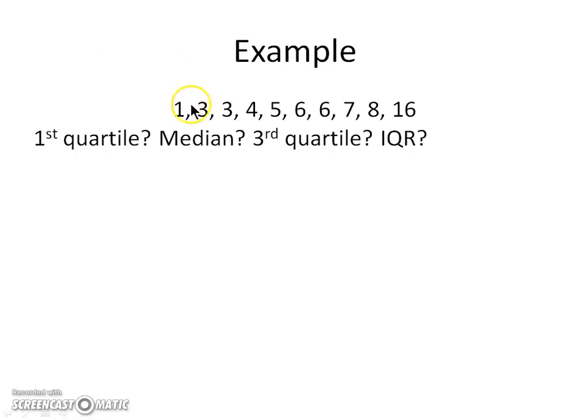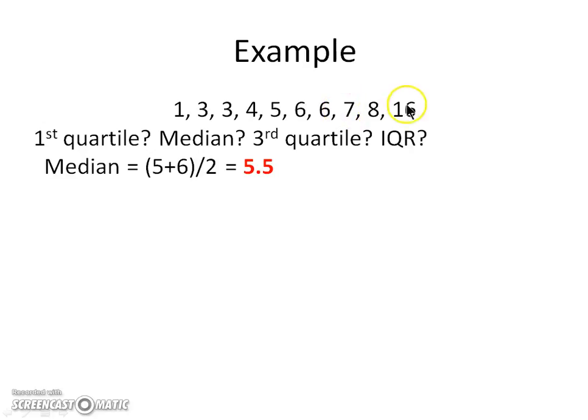So here I have 1, 2, 3, 4, 5, 6, 7, 8, 9, 16. I have 10 samples here, right? So, and it is this 16 that looks odd because it is a lot bigger than everything else, but we don't know if it's an outlier or not. So let's try to do some math here. So first, they want us to find the first quartile, median, third quartile, and the IQR, right? So let's find the median first.